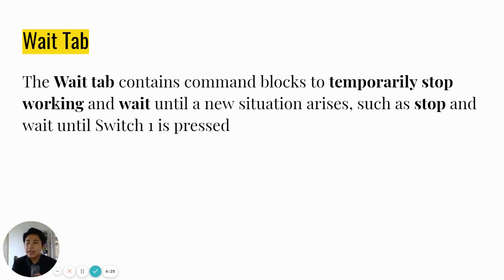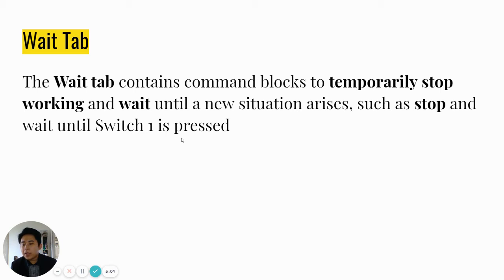So the next tab that I will be discussing, guys, is the wait tab. From the name itself, wait, right? You can tell already that this tab is for stopping the program or making the program wait. So the wait tab contains command blocks to temporarily stop working and wait until a new situation arises. For example, stop and wait until switch 1 is pressed, okay? So that's the wait tab.